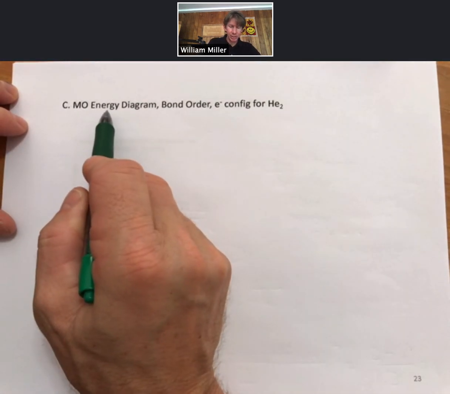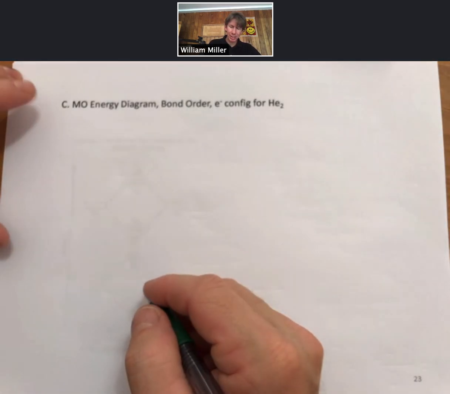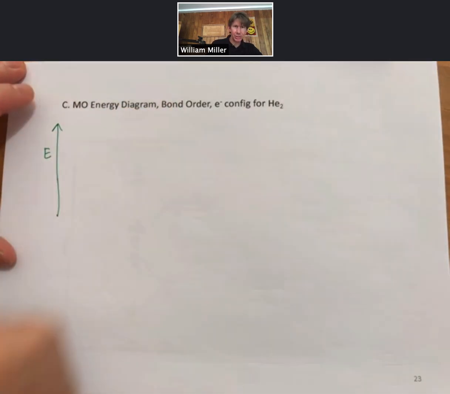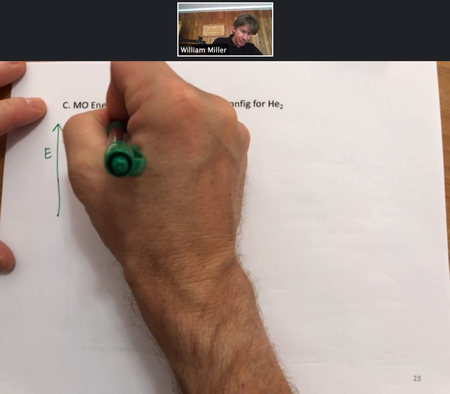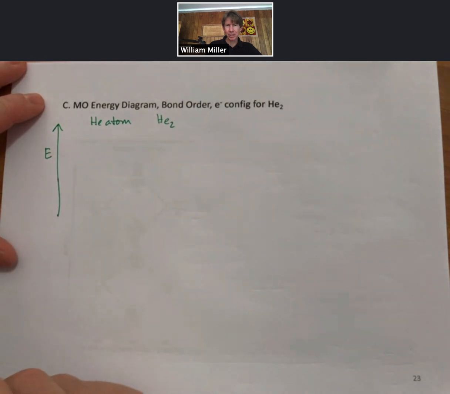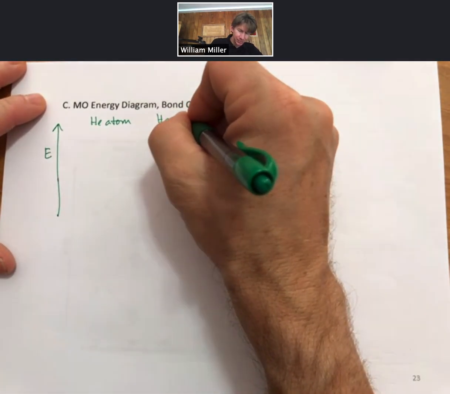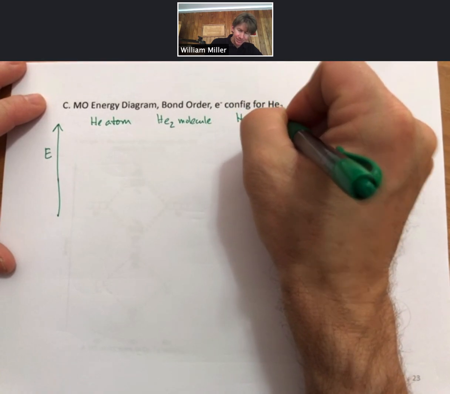In the previous video, we did the molecular orbital energy diagram, bond order, and electron configuration for hydrogen gas, H2. Now let's do it for helium. Our picture starts with our energy arrow. It starts with a helium atom. Well, let's just draw it in: a helium-2 molecule in the middle, and a helium atom on the other side.